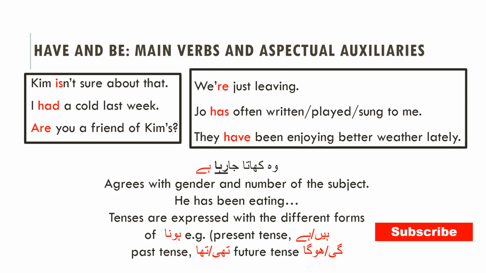All right. So let us move towards the aspectual auxiliaries. In the aspectual auxiliaries, we are basically noticing this concept that these aspectual auxiliaries basically tell us about the perfectness and imperfectness of an action. Like the action which is taking place right now, has it been completed or not? Or has it been completed in the past? Or would it be completed in the future or not? So these are the aspectual auxiliaries, like Joe has often written, played, sung to me. They have been enjoying weather lately. All right.